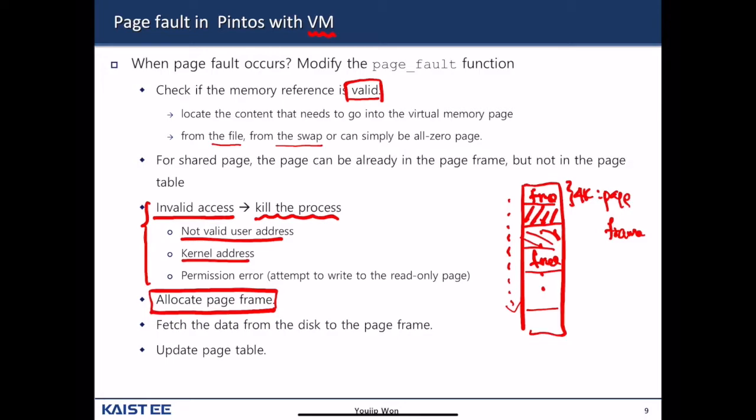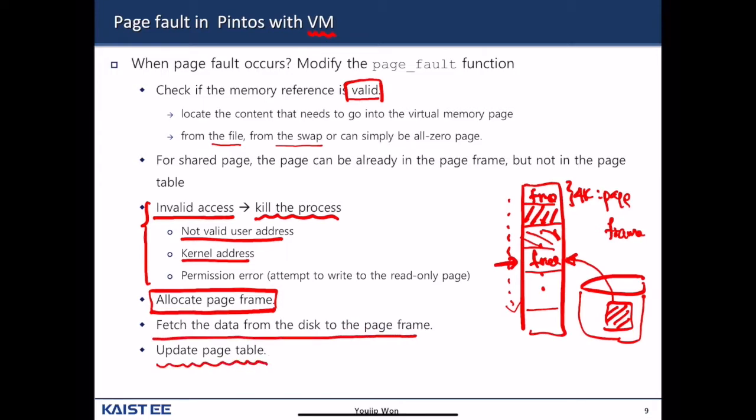Once you select the free page frame, as a next step you have to load the appropriate page from the disk, the requested page, into the allocated page frame. Once you fetch the data from the disk to the page frame, you need to update the page table. Then that's the end. Looks simple, right?